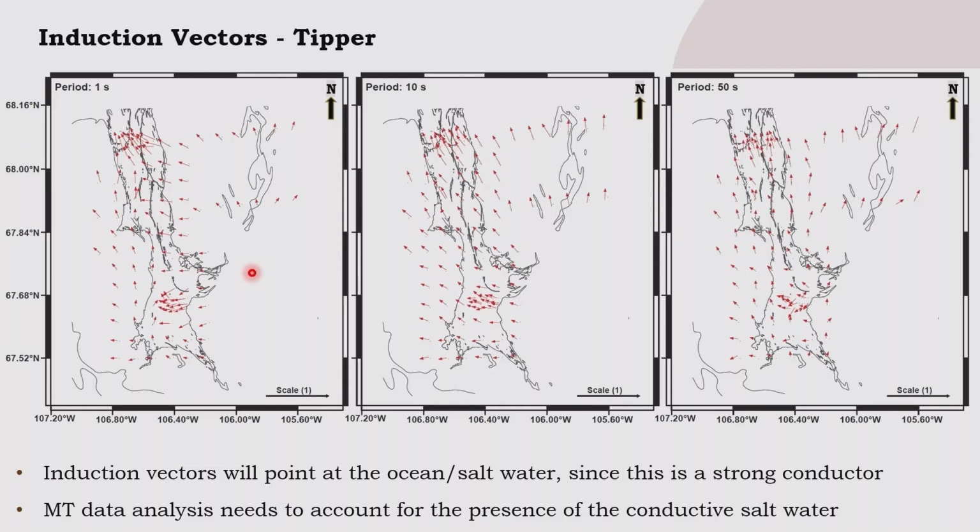This is plotted using Parkinson convention, where the arrows point towards the conductor. So you can see the consistency in the direction. And this is all pointing towards the most conductive direction, which is the salt water. And that renders this part of our data useless, basically.